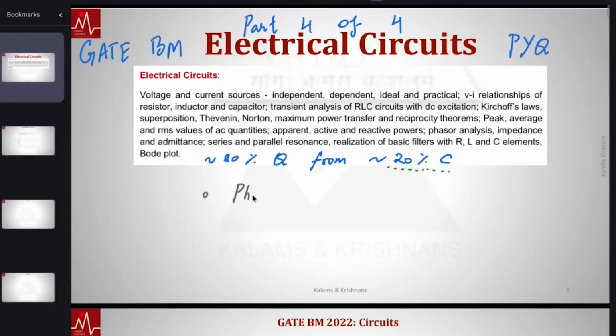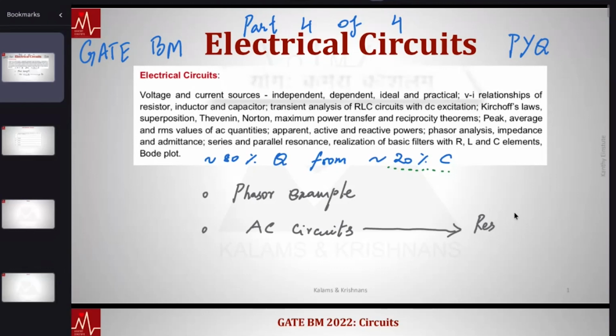I'll show you a Phasor example, a very, very simple thing. In part 3 I have explained this elaborately, but I will show you a basic Phasor example. With AC circuits, you can start doing the calculations that you already know. You know how to handle resistor circuits, so you can treat these as resistor-like circuits. You can start applying voltage division, current division, and series and parallel combinations.